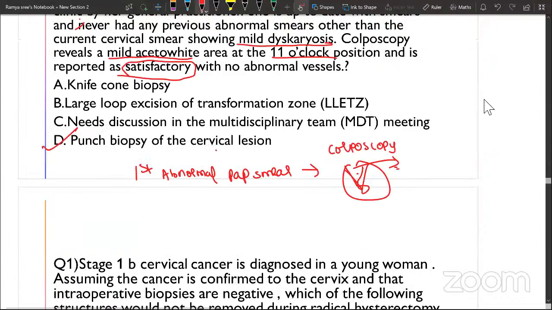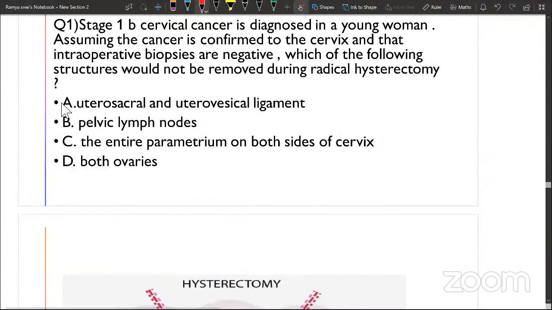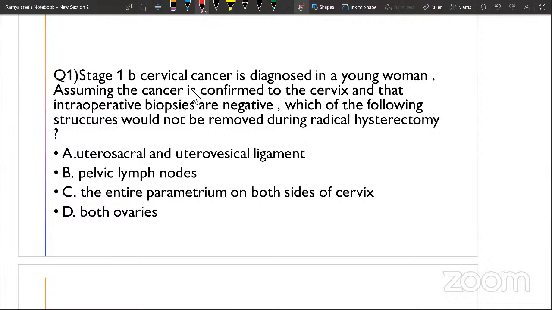One more question on cervical cancer. Stage 1B cervical cancer is diagnosed in a young woman. Assuming the cancer is confined to the cervix, and that intraoperative biopsies are negative, which of the following structures would not be removed during radical hysterectomy? Uterosacral and uterovesical ligament, pelvic lymph nodes, entire parametrium on both sides of cervix, both ovaries.